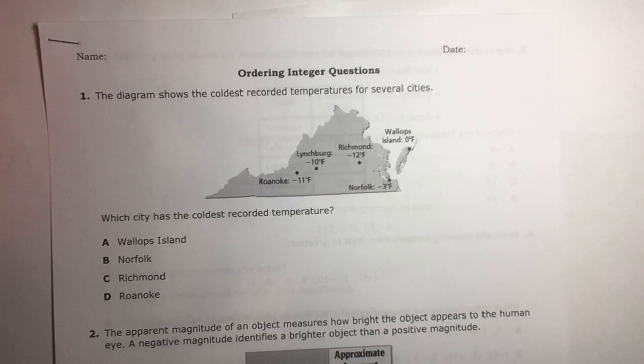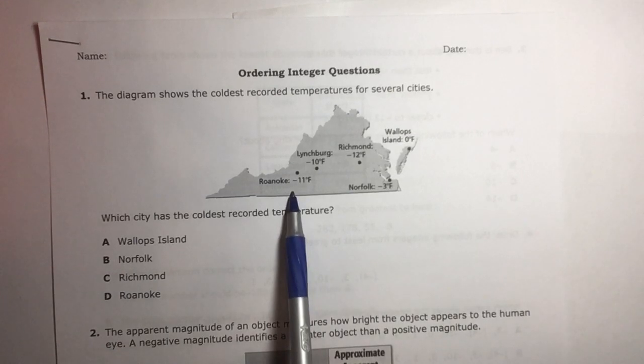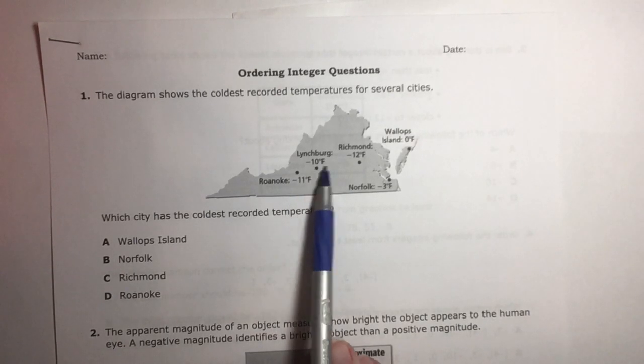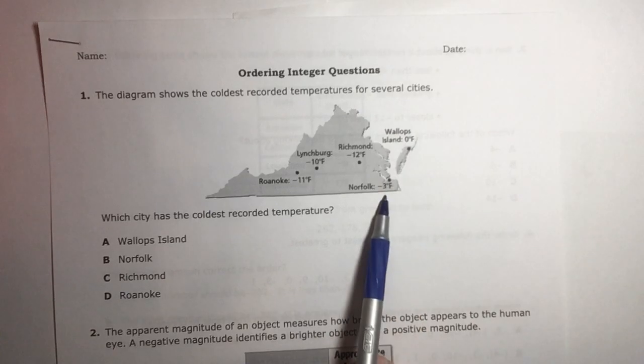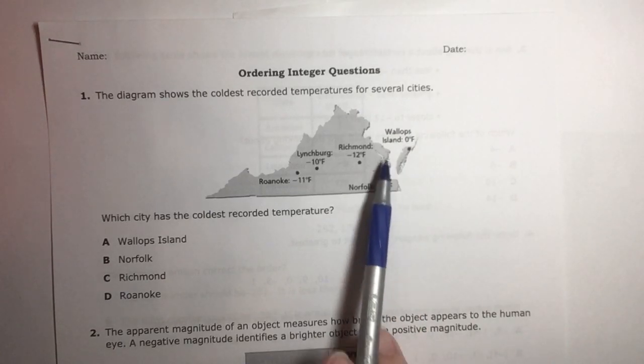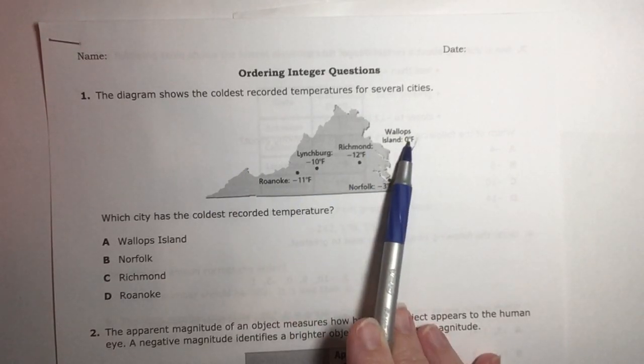Hey mathematicians, we are going to do some word problems today with ordering integers. So let's go ahead and look at number 1. The diagram shows the coldest recorded temperatures for several cities. So we've got -11, -10, -12, we've got a 0 and a -3. So I notice they're all negative except for the 0.